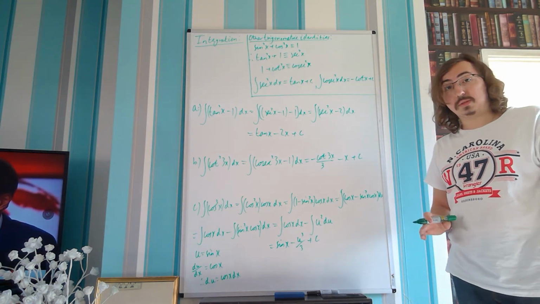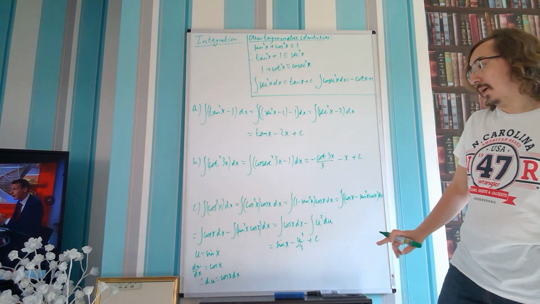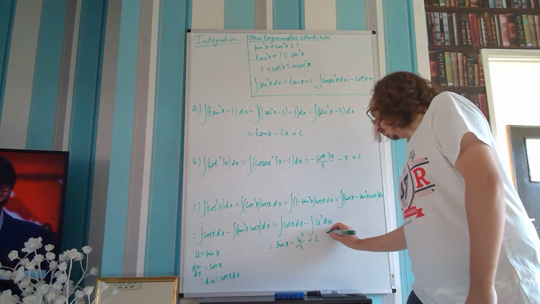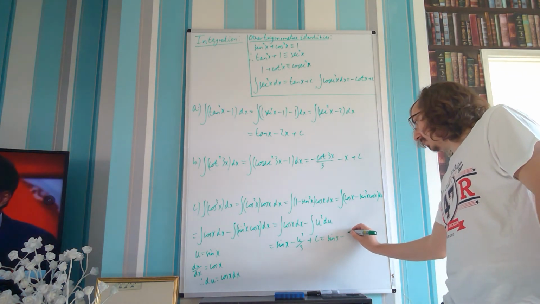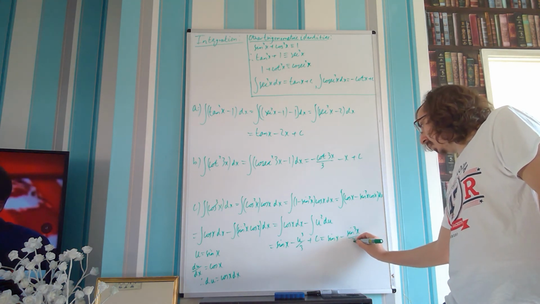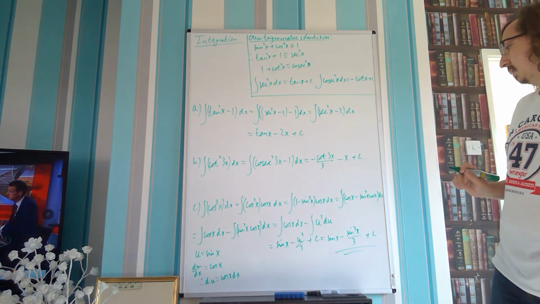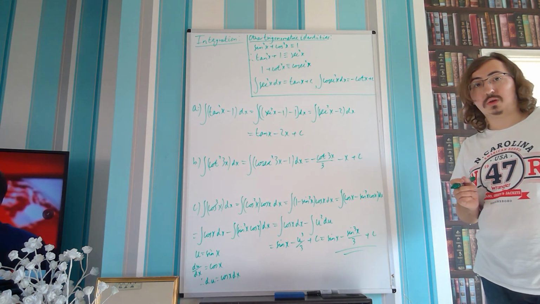And the very final stage, which you can't forget, is we need to replace our u with our expression for u, which is sine x. So really, this is sine x minus sine cubed x over 3, all plus c. And that's our final expression for the integral of cos cubed x.